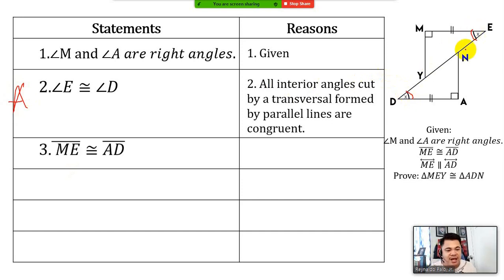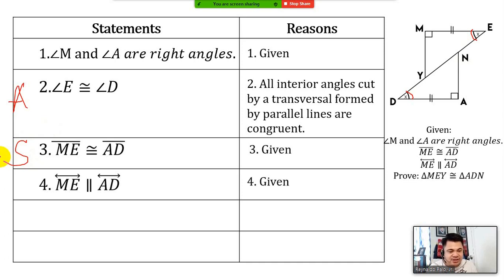Then segment ME is congruent to segment AD. That's a given, and this is already our included side. Then line ME is parallel to line AD. That's also a given. And lastly, we need another angle so that we can prove that these two triangles are congruent under ASA.